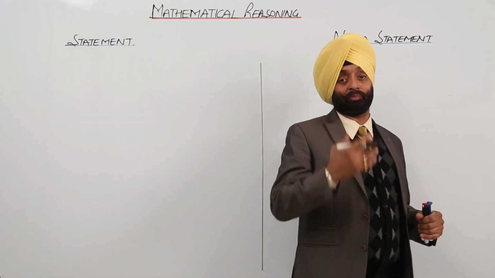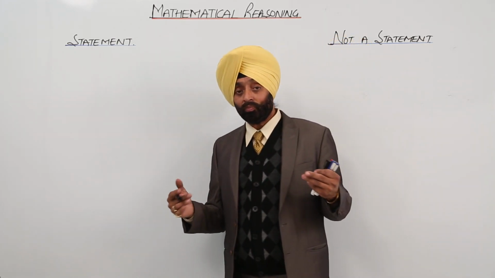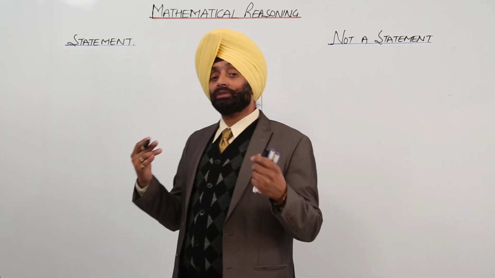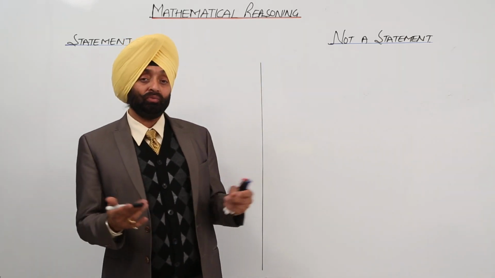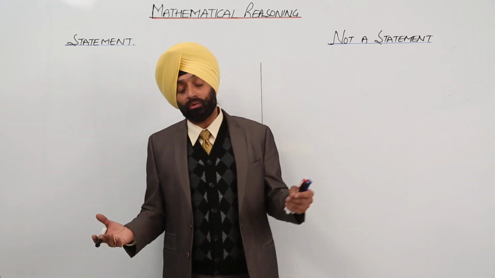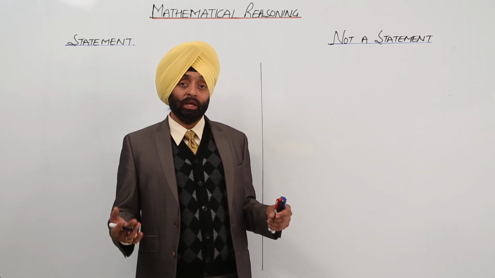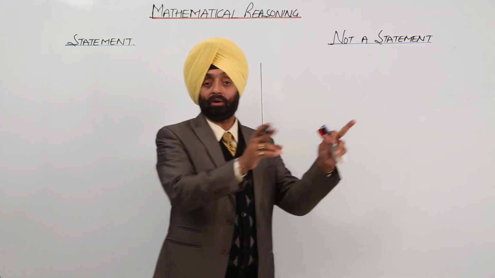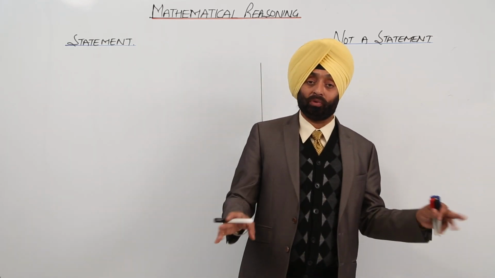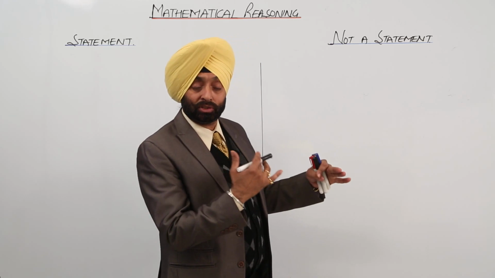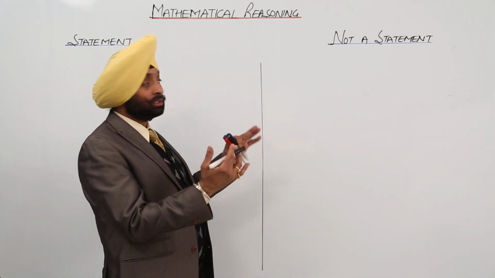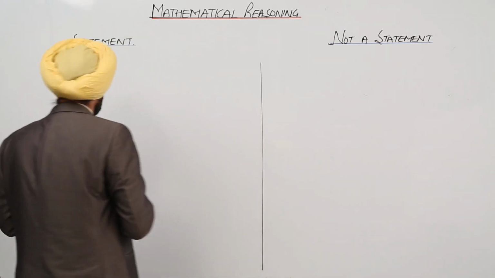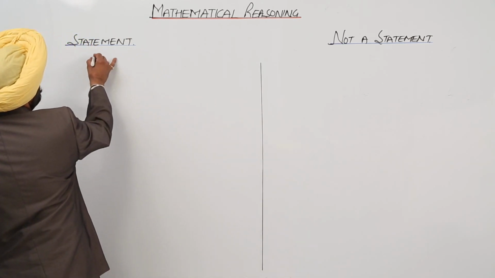Now the 3 examples which I gave you, one was true, one was false, and for one we can't say whether it is true or false. Okay. So we have 3 different things: true, false, or can't say whether true or false. So this is the distinction between a statement and not a statement. Okay. So first of all, the definition for a statement.